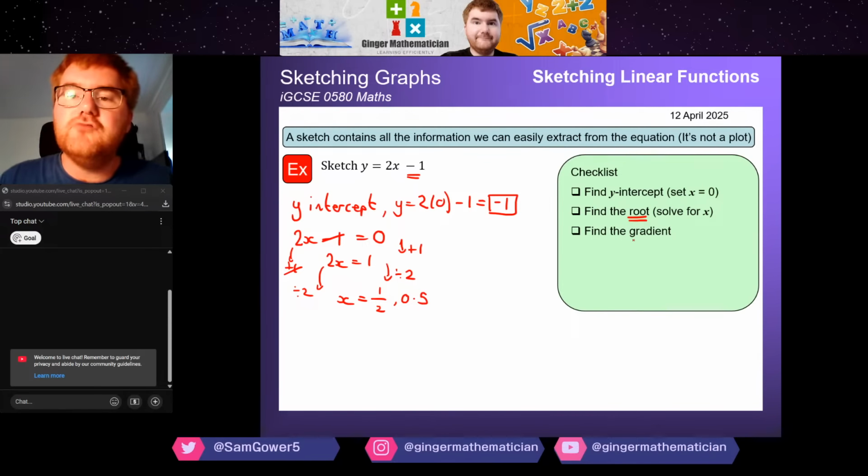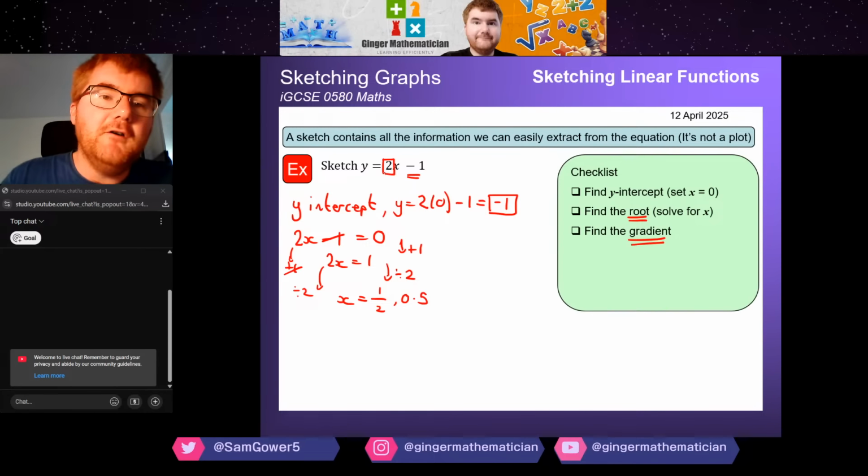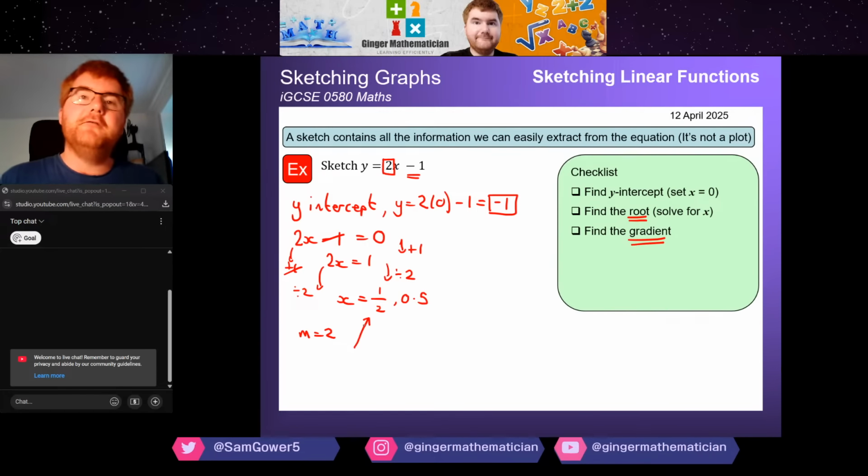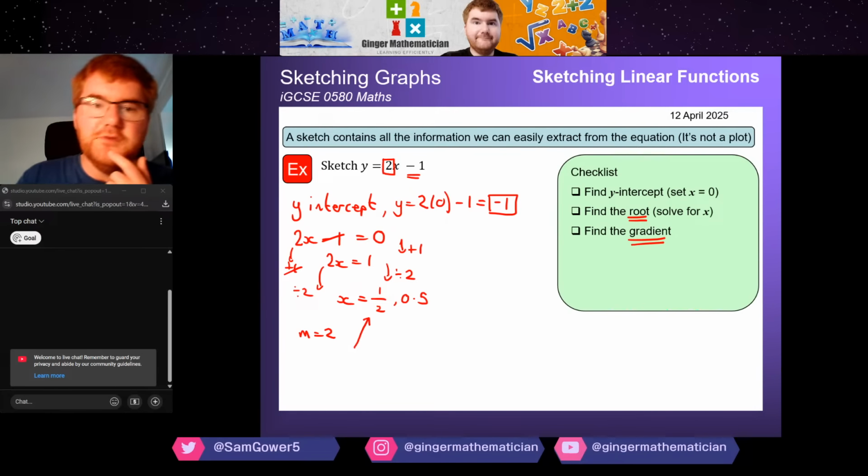Now we talk about the gradient. The gradient of a linear function here is just the number in front of the x. So our gradient here is equal to 2. And that means that when we draw the graph, we're going to have a steepish line going upwards. I generally go from left to right, going upwards or downwards, positively.